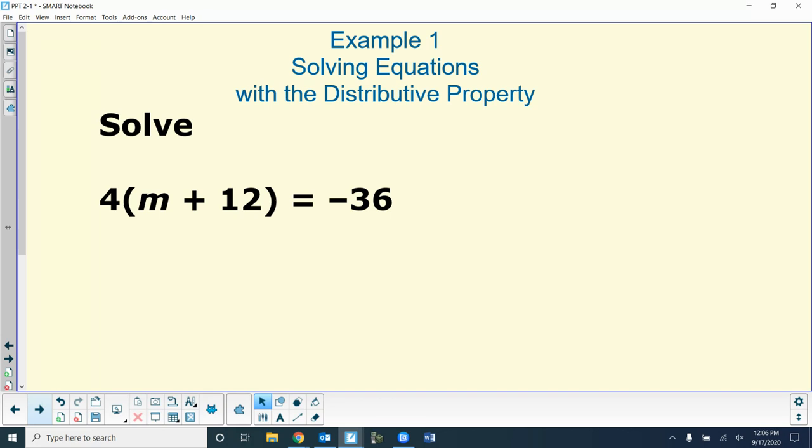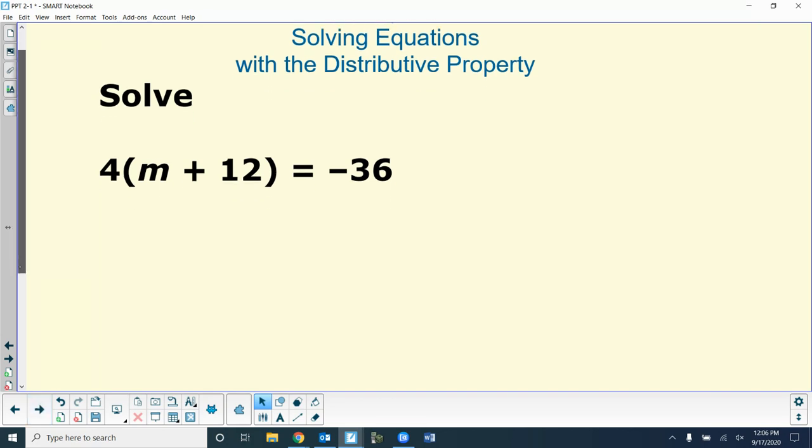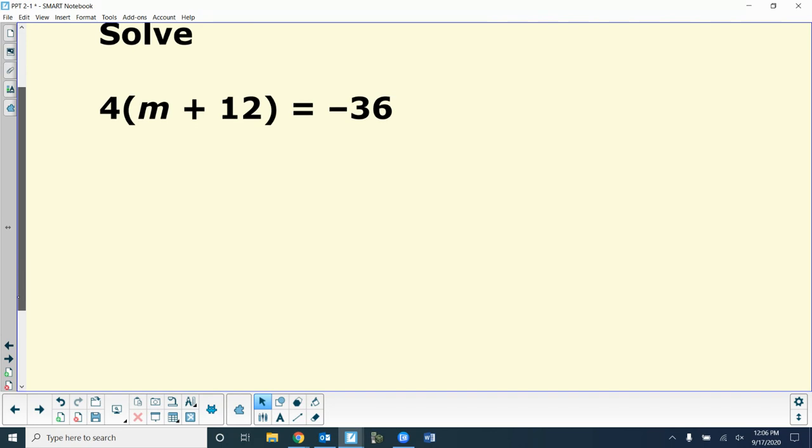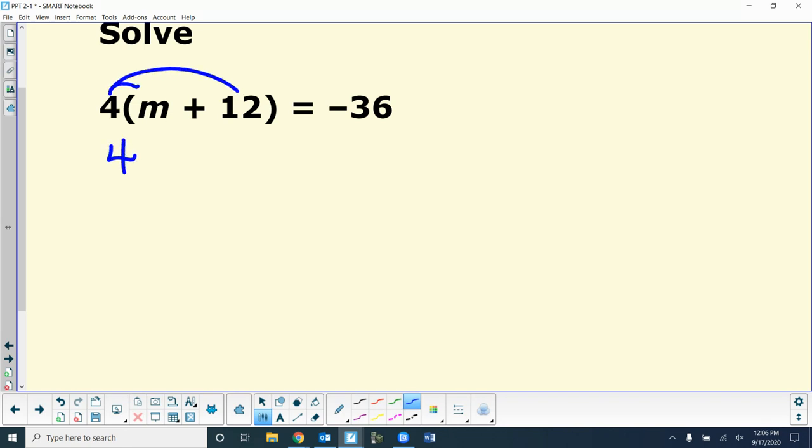So, Audrey, what's the first thing you would do to solve this equation? Multiply, so 4 times 3m plus 4 times 12 is 48. Right. Equals 92. In other words, distribution. Correct. So we're going to use the distributive property, multiply 4 by both.